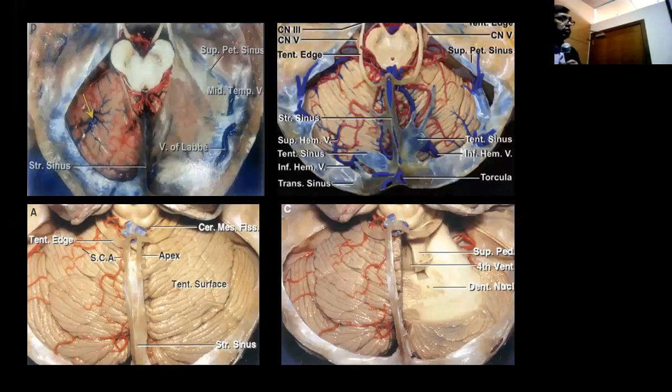Here we have removed one leaf of the tent, here the same. Both of them, we are looking at the superior surface of the cerebellum. Cerebellum has three surfaces. This is one of them. It's called tentorial surface because it is towards the tent. And then we have a surface here towards the petrous bone called petrous surface. And we have a surface related to the occipital bone, and this is called occipital.